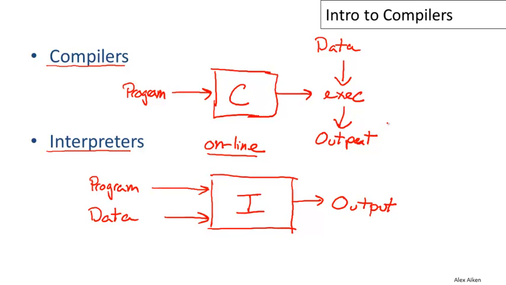Okay? And so in this structure, the compiler is offline, meaning that we pre-process the program first. The compiler is essentially a pre-processing step that produces the executable, and then we can run that same executable on many, many different inputs, on many different data sets, without having to recompile or do any other processing of the program.